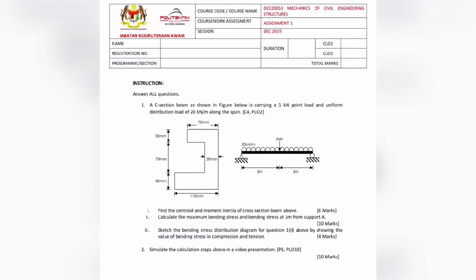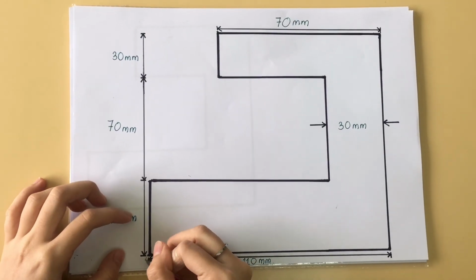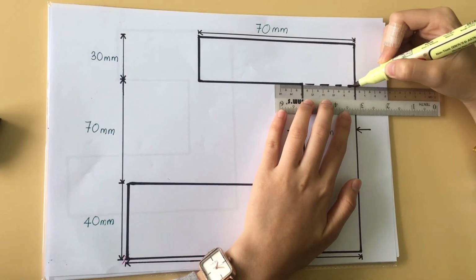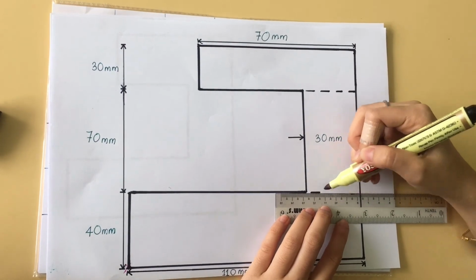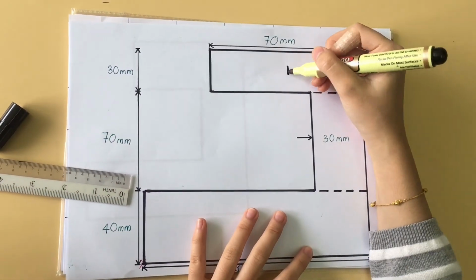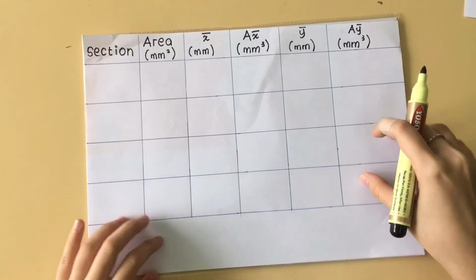Hi everyone, so this is the question. So the first step we are going to do is mark the datum of the object. Next, we are going to divide the object into 3 sections, which is section 1, 2, and section 3.